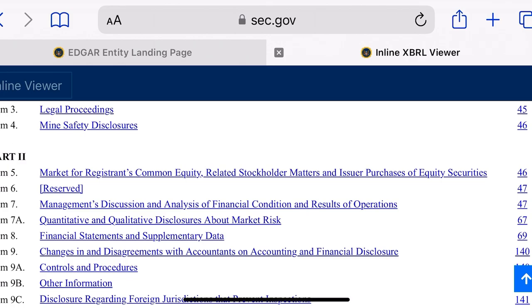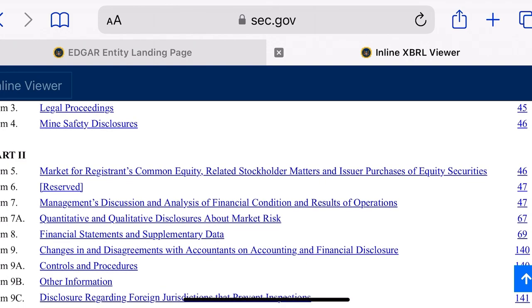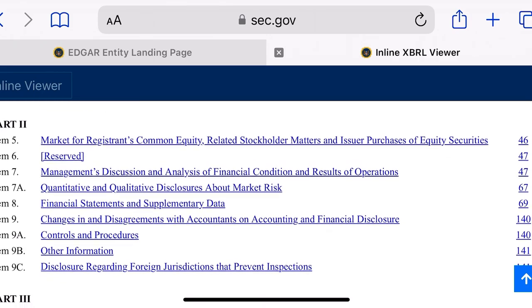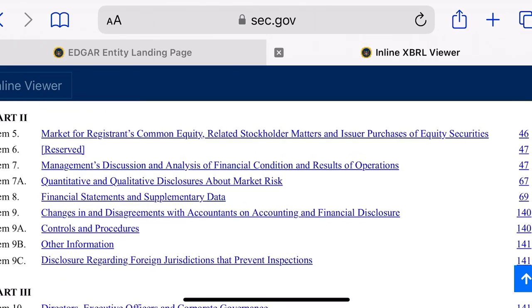So legal proceedings is a big one, and that comes up again in the notes. There's typically a note about litigation. Maybe they'll go into a little more detail or break out the numbers a little more. Again, mine safety disclosures, not typically used. So then we'll get into these actual quantitative and qualitative aspects of the business.